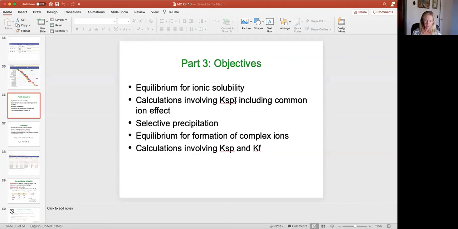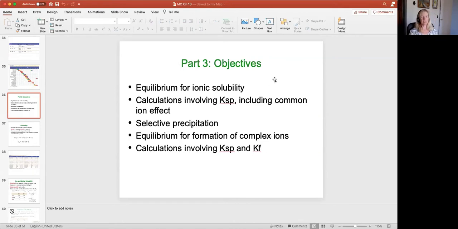We're going to introduce another K. So remember, K is your equilibrium constant, but now it's going to be K as it relates to ionic compound solubility. So that's a KSP. Some of the things that can affect that are called common ion effects. These are also very susceptible to pH and temperature changes, so we'll talk about that. Selective precipitation, equilibrium for the formation of complex ions, and then calculations involving both KSP and KF. And KF is something that we use when we look at these complex ion formations. So the F here is going to be for formation.